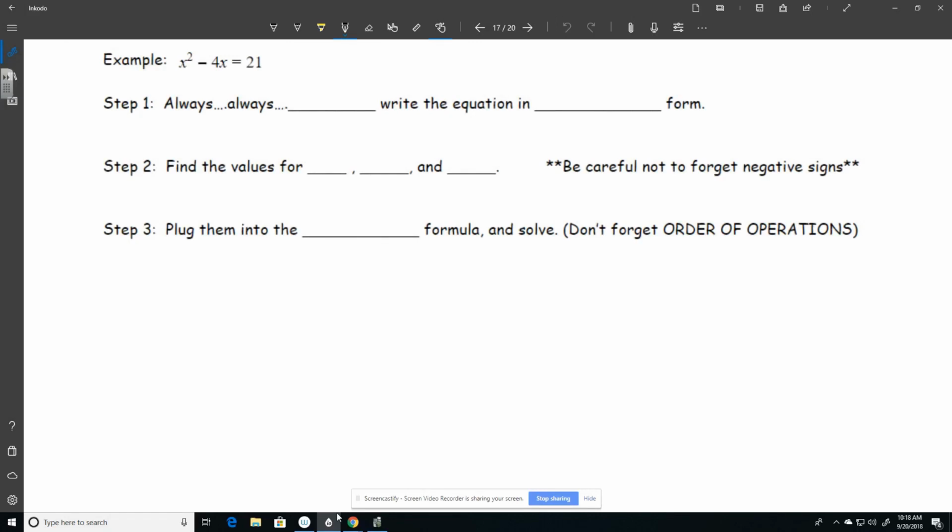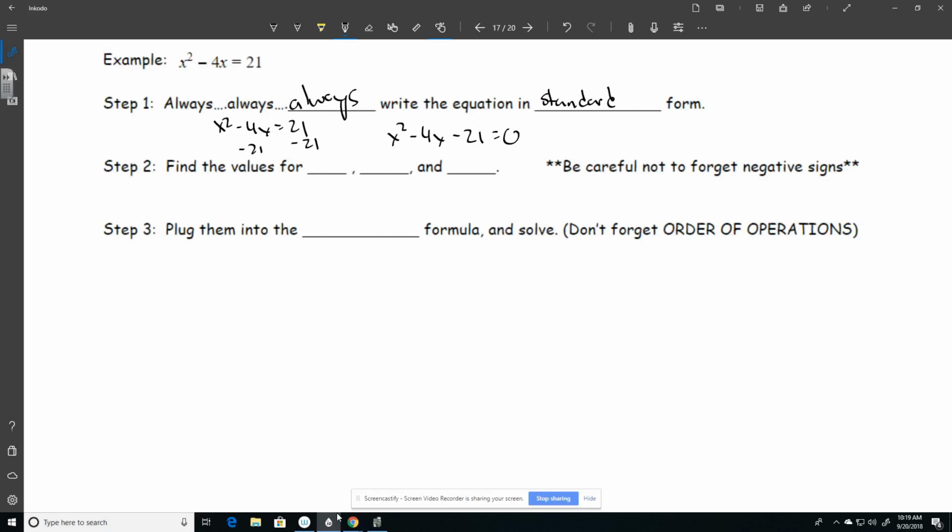So my example is x squared minus 4x equals 21. Step one, always write the equation in standard form. Just like last time, we can't do anything with it when it equals 21. We want it to equal 0. So x squared minus 4x equals 21. To make it equal 0, I have to subtract 21 from both sides. So I get x squared minus 4x minus 21 equals 0.